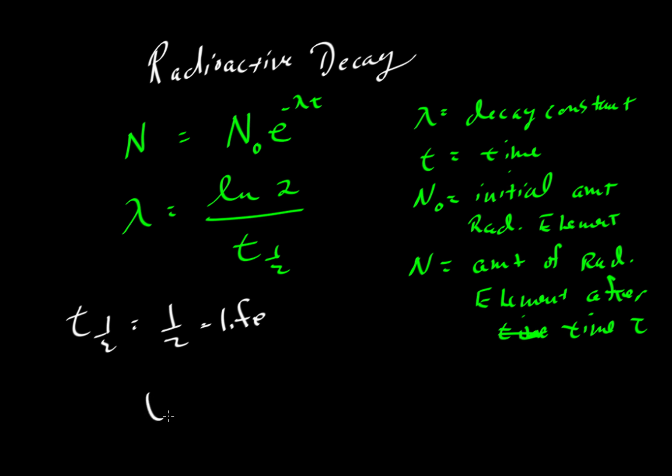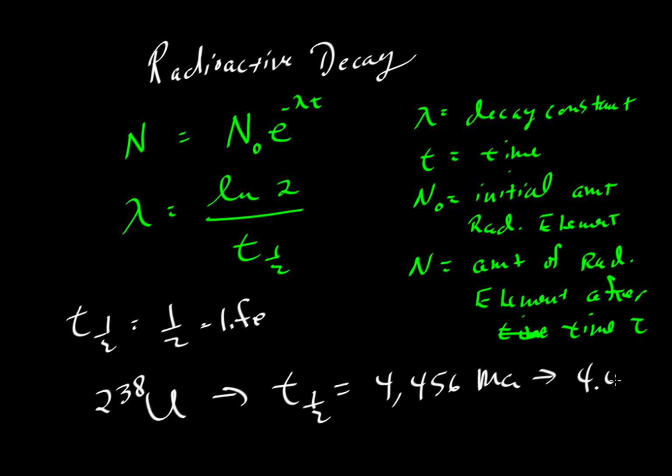Let's take an example. If we have uranium-238, its half-life, its t sub 1 half, is equal to about 4,456 million years, at least according to some experiments done at the Lawrence Livermore National Laboratory. And Ma is mega-annum. That's one way of measuring time, and we could also write this as 4.456 Ga, or giga-annum, for billions of years. These two things are equal, so we'll just write them either way.